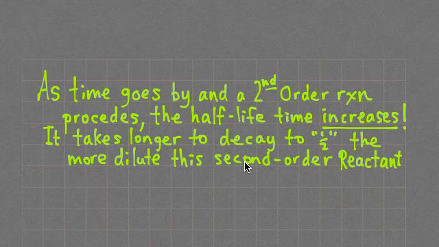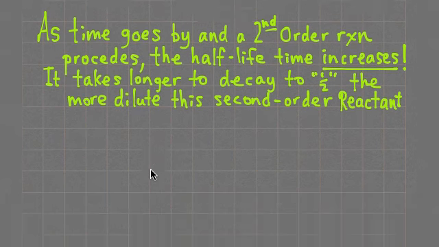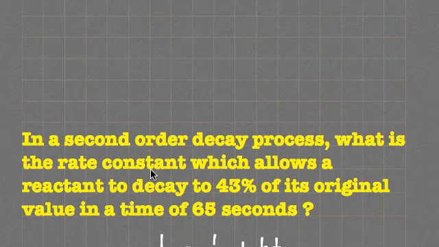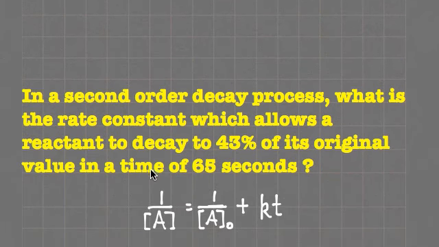And I just rephrase that here. As time goes by in a second-order reaction, and the second-order reaction proceeds, the half-life time increases. It takes longer to decay to half the original value, or half a particular value wherever you're at, the longer the time goes by. Alright, second example.